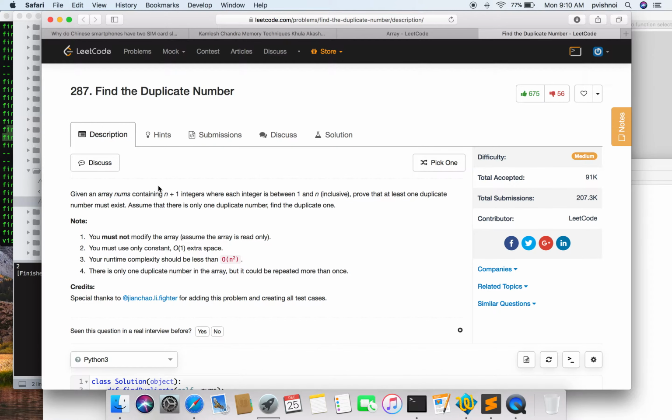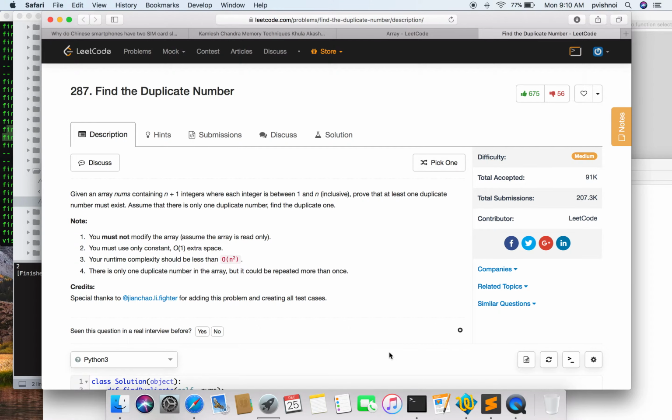Today we are going to discuss LeetCode problem number 287. Find the duplicate number, given a list containing n plus 1 integers, where each integer is between 1 and n inclusive. The list contains one duplicate, and we would like to find it. We should not modify the array. We must use constant space, and the runtime complexity should be less than O(n squared).